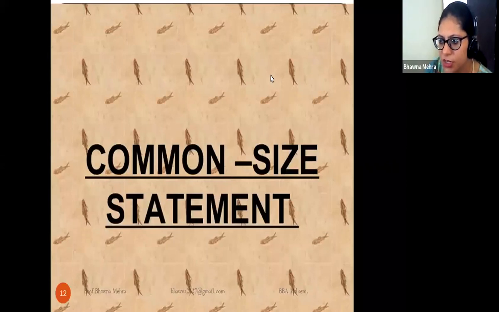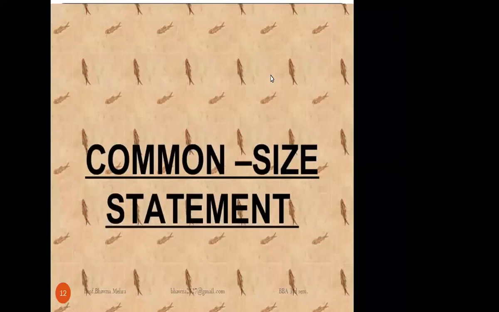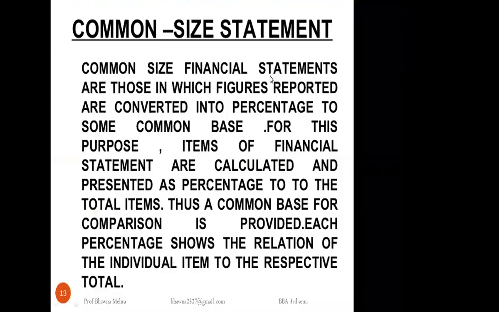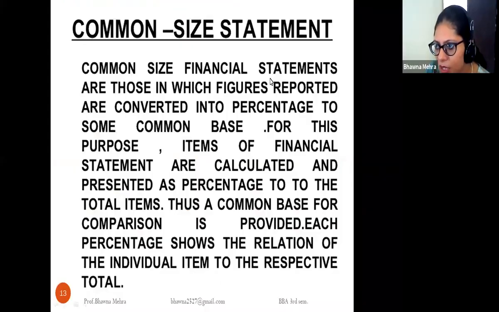Good afternoon, students. Our today's topic is the common size statement. Common size financial statements are those in which figures are reported and converted into percentages of some common base. For this purpose, items of the financial statement are calculated and presented as a percentage of the total items. Thus, a common base for comparison is provided. Each percentage shows the relation of the individual item to the respective total.